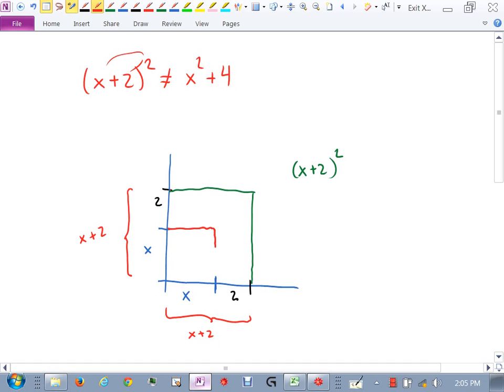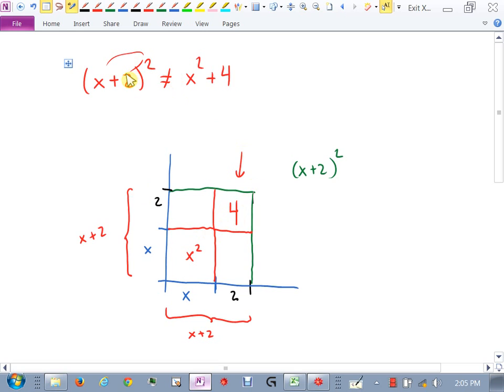What's this square? Okay. What's this rectangle? 2 times... Oh, wait, you know what? Let's do this one up here. What's this one right here? 2 and 2, there's your 4.